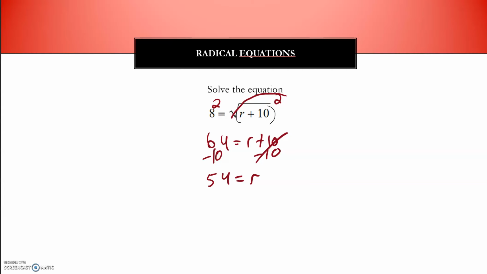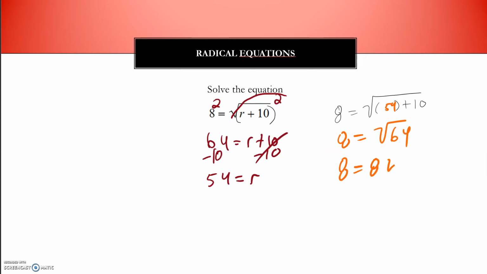To check your answer, you're going to do the same thing that you always do. You're going to go ahead and plug your answer back into the equation, and you're going to get 8 equals the square root of 54 plus 10, which is 64. We know the square root of 64 is 8, so that is the correct answer.